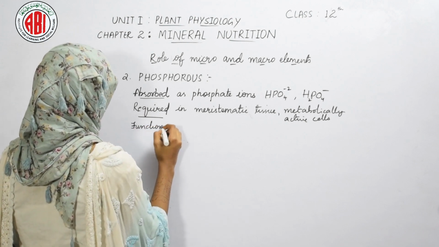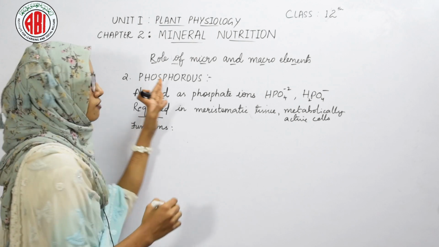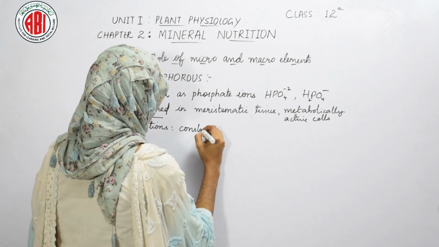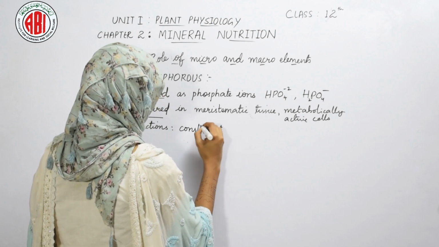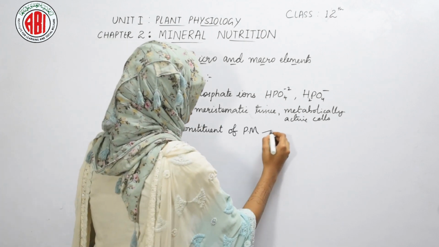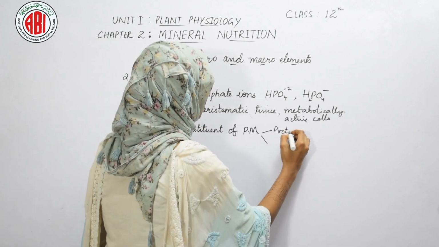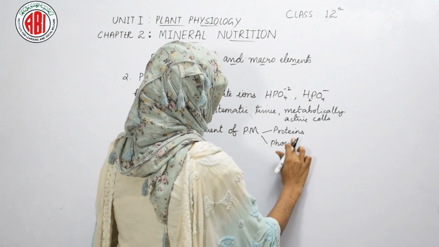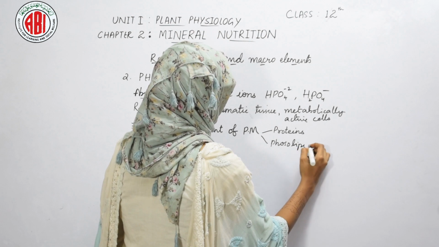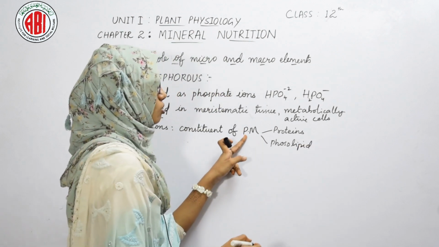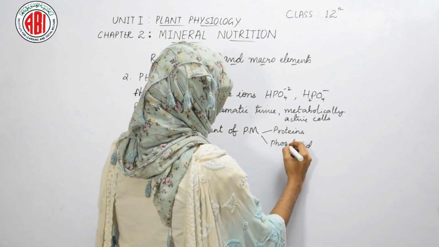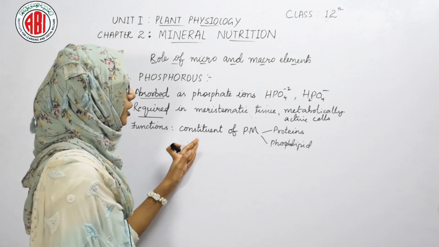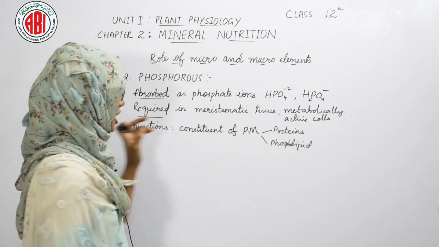Now let us move to the functions of phosphorus. The phosphorus element is an important constituent of the plasma membrane. As the plasma membrane is made up of proteins and phospholipids, we can see the phosphorus element binds to the lipid molecule in the structure of the plasma membrane. So, in this way, phosphorus is an important constituent of the plasma membrane.